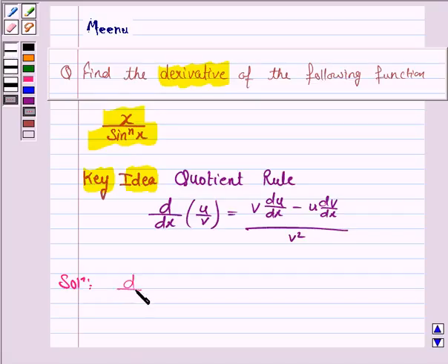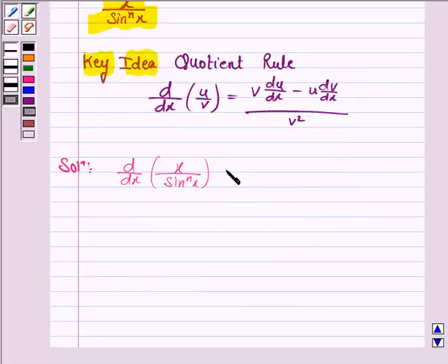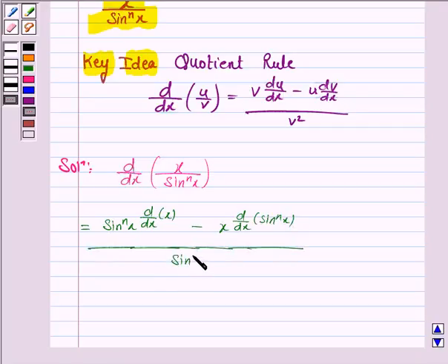We have to find the derivative of x upon sine x to the power n. Now here we'll apply the quotient rule, and here u is x and v is sine x to the power n. So applying the quotient rule, v into du by dx, now v is sine x to the power n into d by dx of x minus u, that is x, into d by dx of sine x to the power n upon v square, that is sine x to the power n to the power 2.